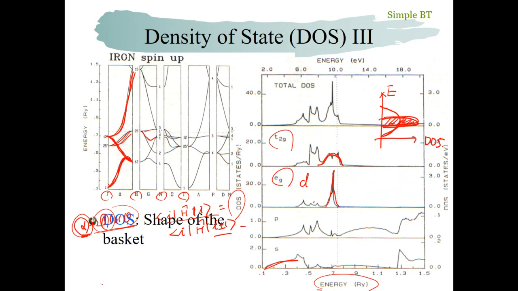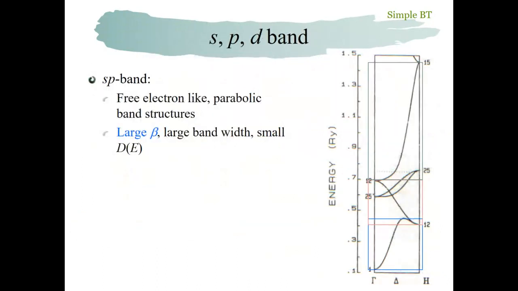Those are the S band. Okay. So please keep in mind this simple model, because we are going to use it many, many times in later cases. Okay. So the S band and P band are very similar. They are free electron like. They are moving freely, and they have a parabolic band structure.